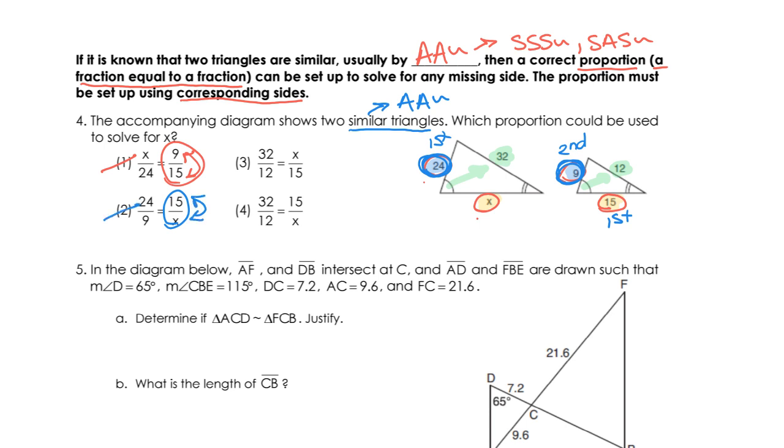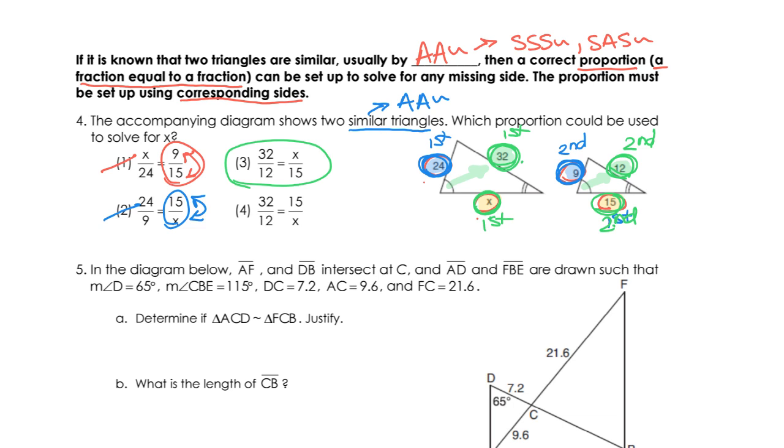Okay. In number 3, they did 32 over 12. So 32 over 12, totally fine. And then they did x over 15. So they did 32 first, 12 second, okay? And then they did x first and 15 second. And that's fine. You can do that. 32 over 12 equals x over 15. So this is a correct proportion, or a correct fraction equal to a fraction.